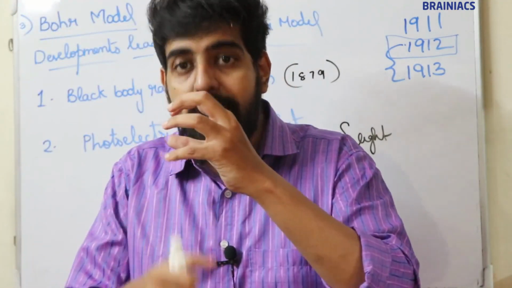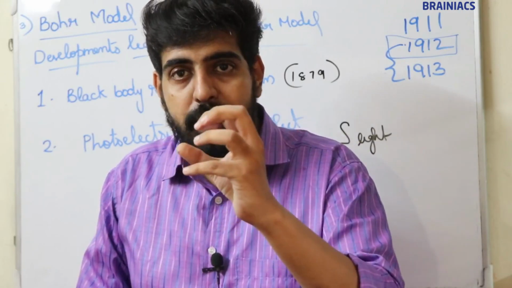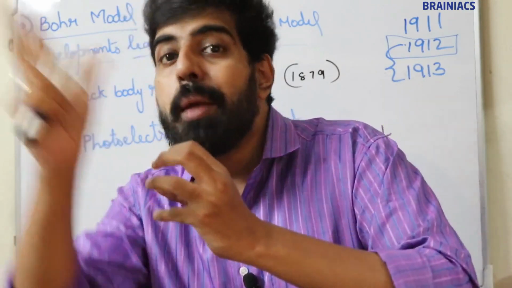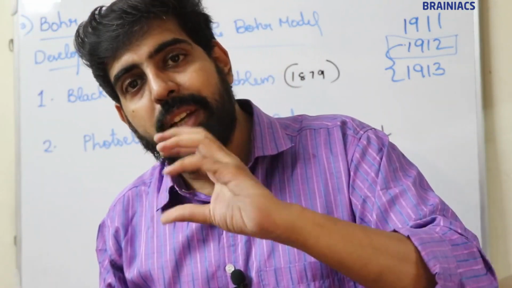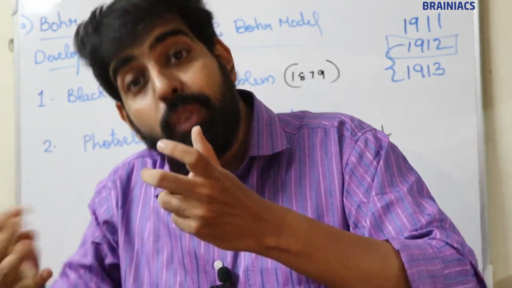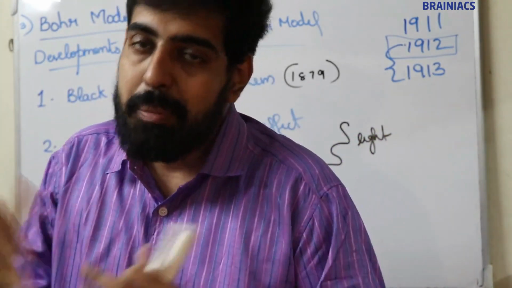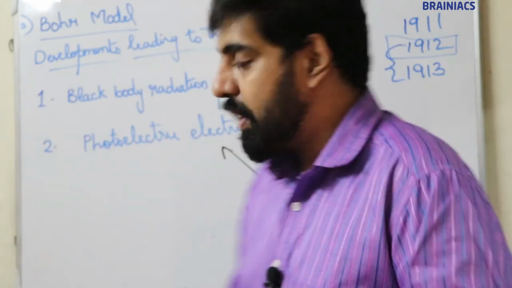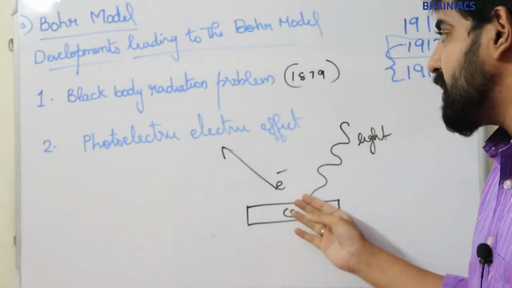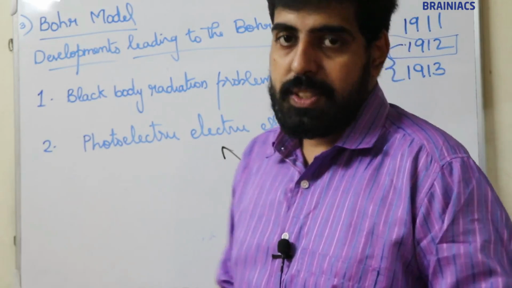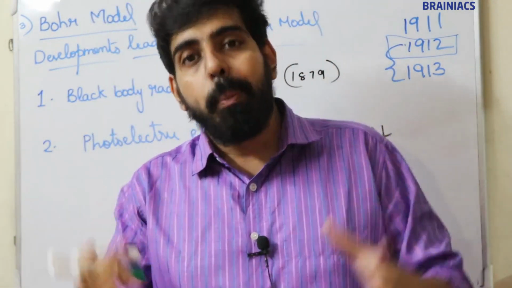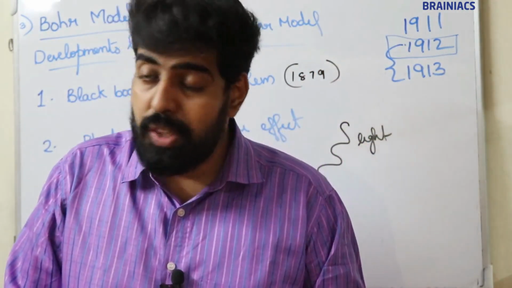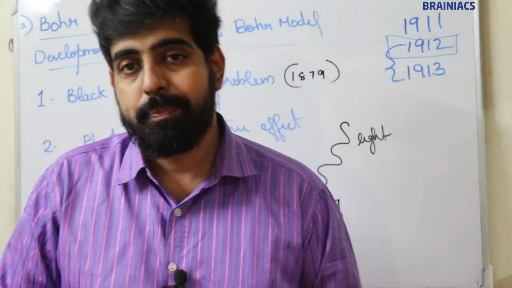When you heat a black body at a lower temperature, it will show red color, or emit red color. With increase in temperature, it will emit orange, then yellow, then white color. This is the black body radiation problem. Now the second one is the photoelectric effect. When light of suitable frequency strikes on a metal surface, electrons are ejected from the metal surface. These are the two scientific problems which were not explained during that time.